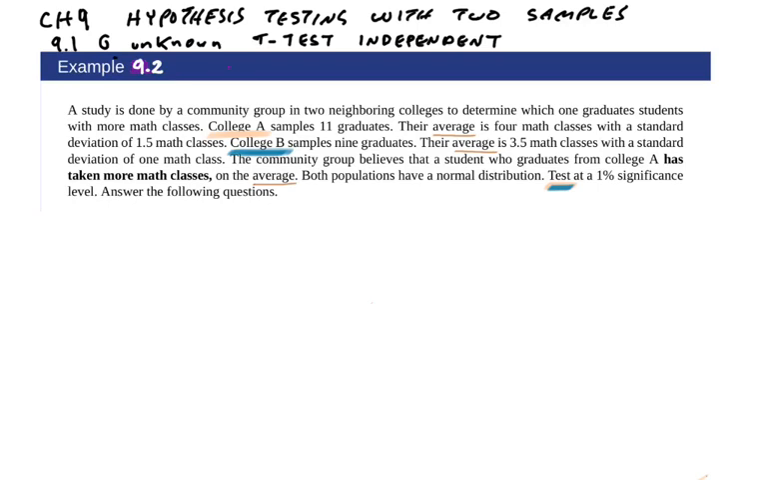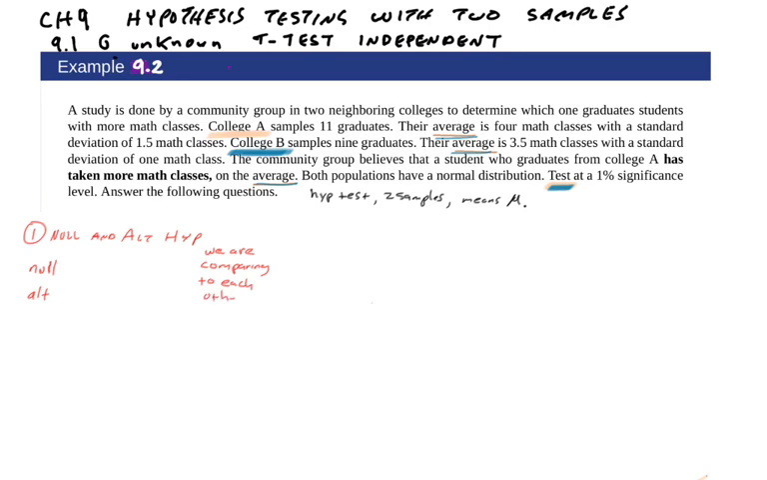Notice they're giving us two different averages there, right? Averages is thrown around, so we know we're going to be doing a mean. They're giving us two different averages, one for college A and one for college B. So we know we're going to be doing a two-sample hypothesis test, and we're dealing with means for now. So let's do our first step, the null and the alternative hypothesis.